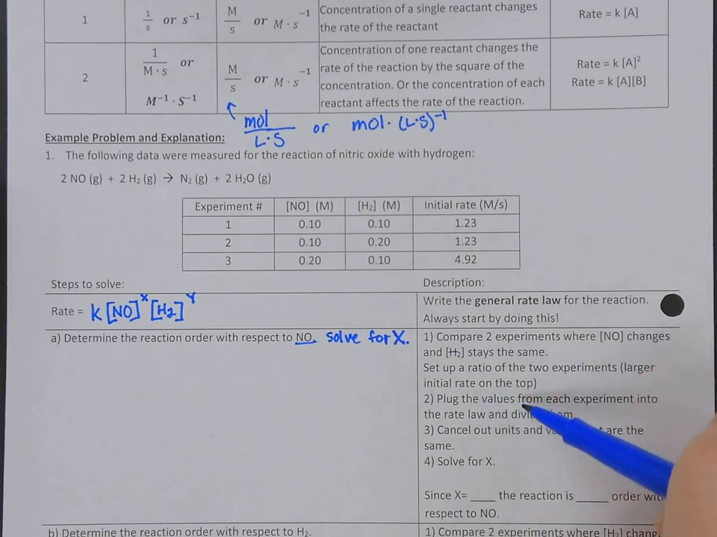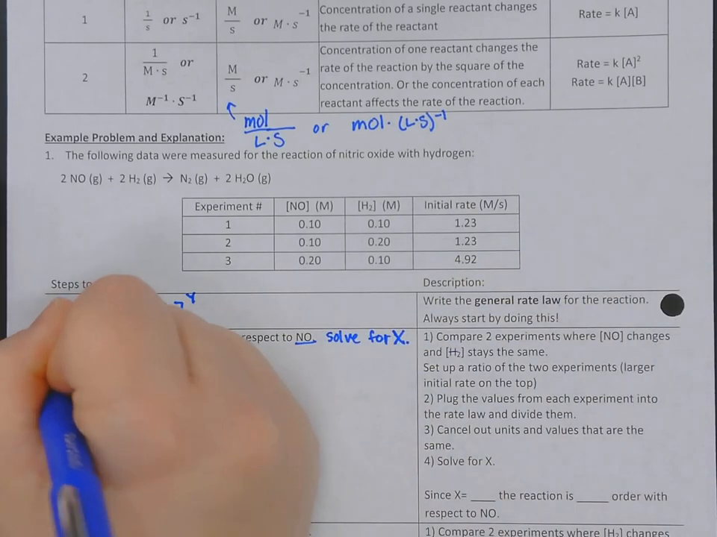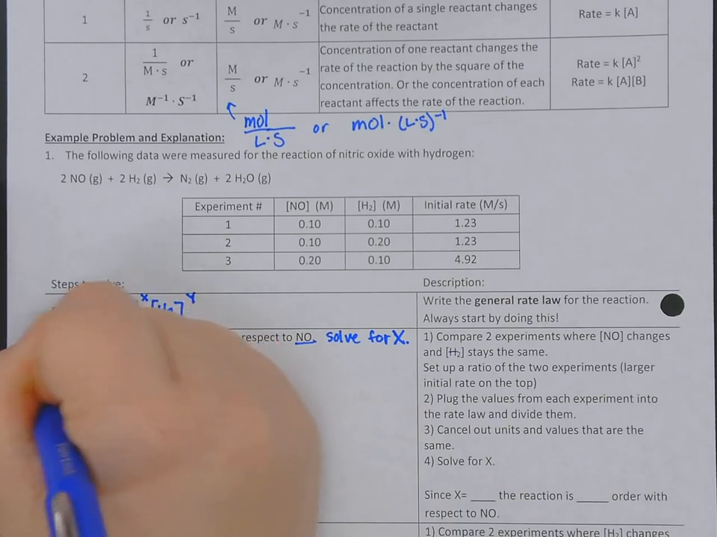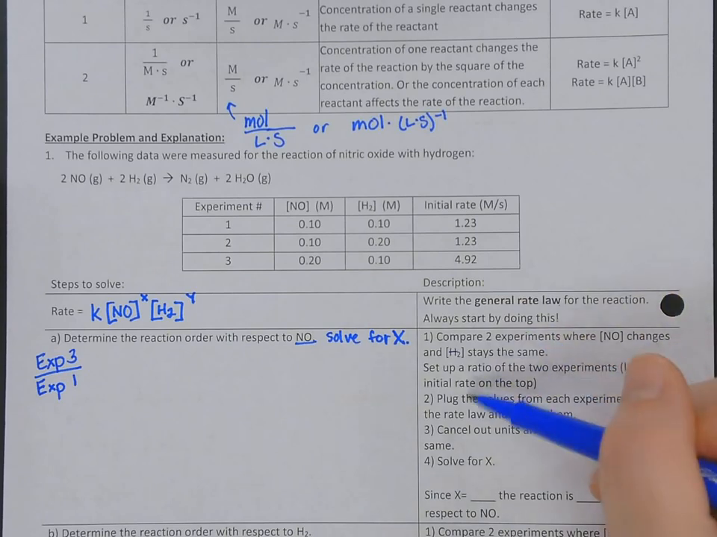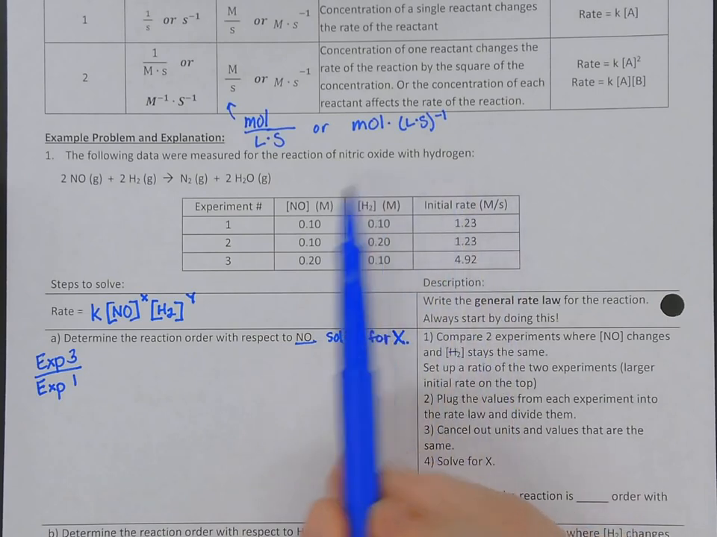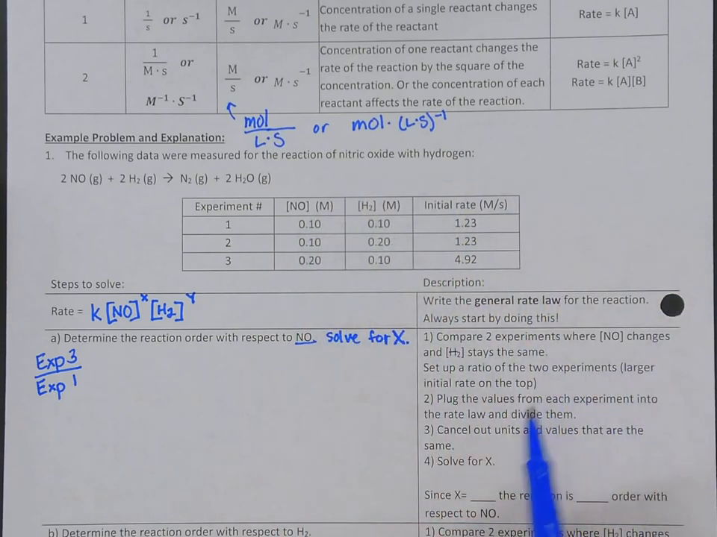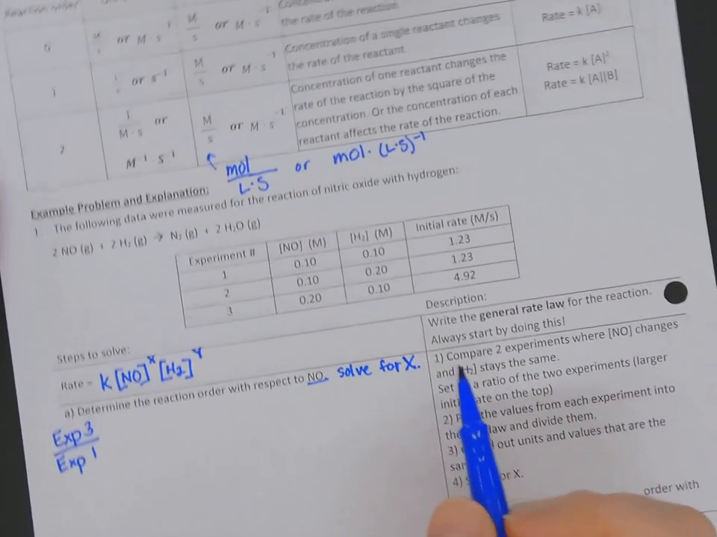Now, plug in the values. It says set up a ratio of the 2 experiments, larger initial rate on top. My larger initial rate is going to be experiment 3. So I'm going to be comparing experiment 3 and experiment 1 with experiment 3 on the top. Now, we're going to plug in the values. So all the values for experiment 3, all the values for experiment 1 into our rate law. We have an equation to plug it into, so that's what we're going to do here.